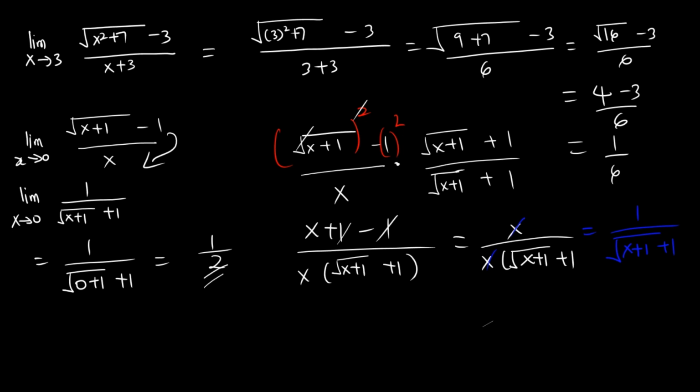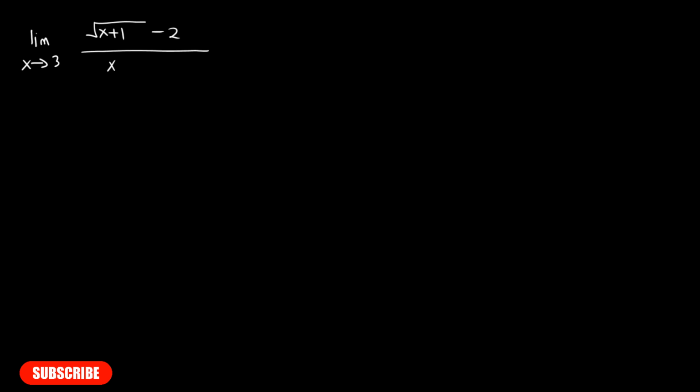Okay, so let's take one more example. Let's find the limit of this function here. The limit as x approaches 3 of the expression square root of x plus 1 minus 2, divided by x squared minus 9.